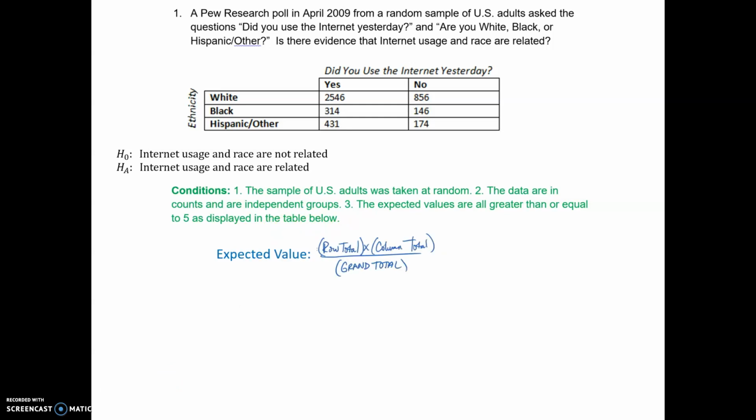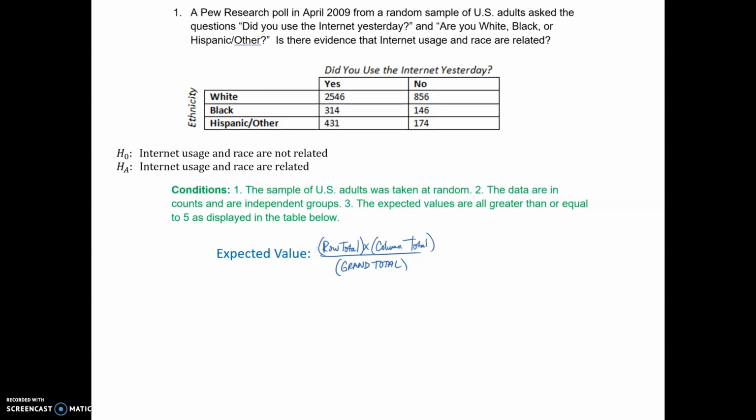We need our expected values, and here's what you got to know. Your expected value is row total times column total divided by the grand total. So we're going to take a look at our given table, and we're going to grab our calculator and start adding. Let's find some totals. Here we go. And there we are. There's the totals.